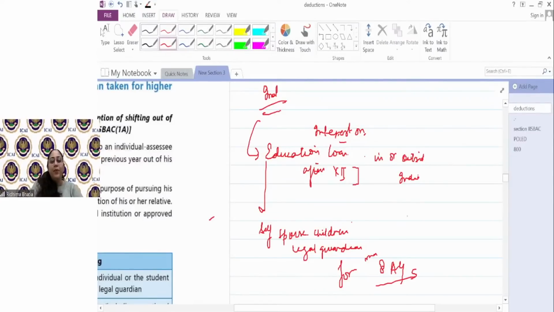Loan should be taken from bank, financial institutions and approved charitable trust. और किसी से लोन नहीं लेना कि ऐसे दिखाया कि फादर से लोन लिया एंड इंटरेस्ट दे रहे, नो. Only from these people the loan should be taken. Got it? You can note this down.